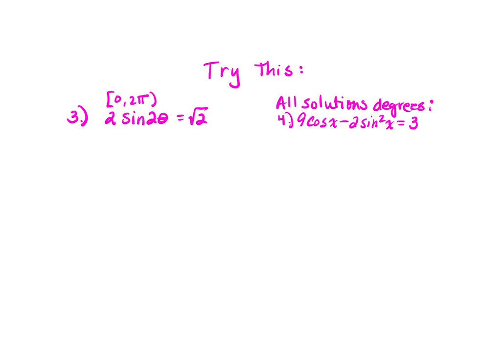Next, I'd like you to try these 2 problems. Make sure with this problem, you notice that you're going to have to use an identity here. Remember, sine squared x is 1 minus cosine squared x. Press pause on your video. When you're ready for the answers, press play again.